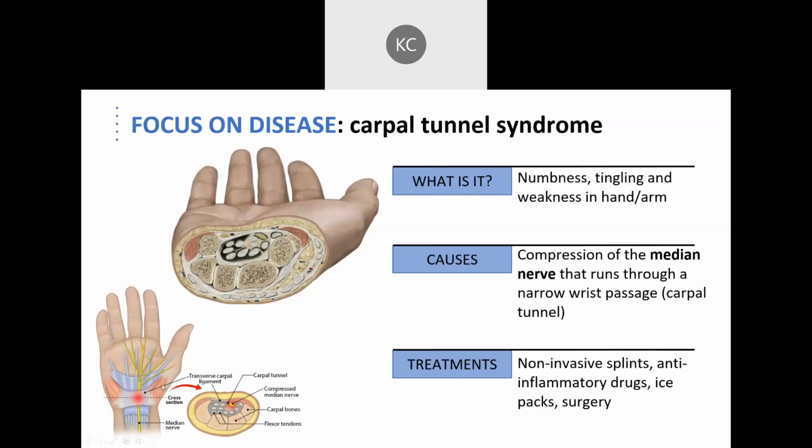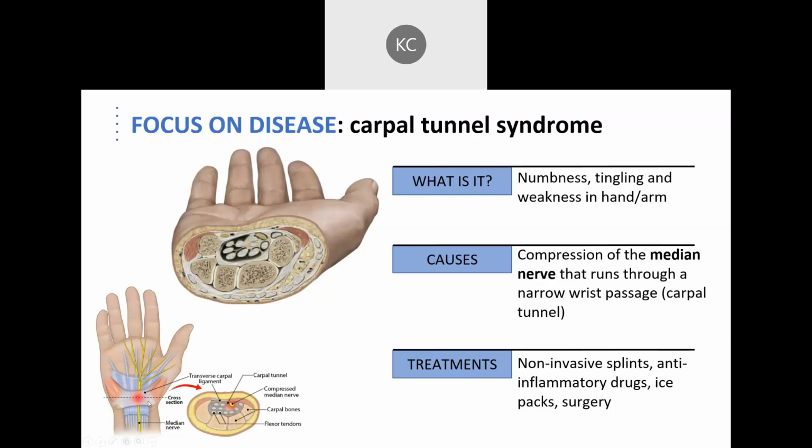So you can see this right here. And so this can be treated in non-invasive ways as well as with surgery. So you can wear a splint. You can try to decrease your use of your hand and your wrist. So if you know you're performing some type of movement or motion frequently and consistently, maybe try to cut back on that. Inflammatory drugs and ice packs as well can help reduce inflammation. And then if all of those things fail to work, you can have surgery in which they cut this ligament.